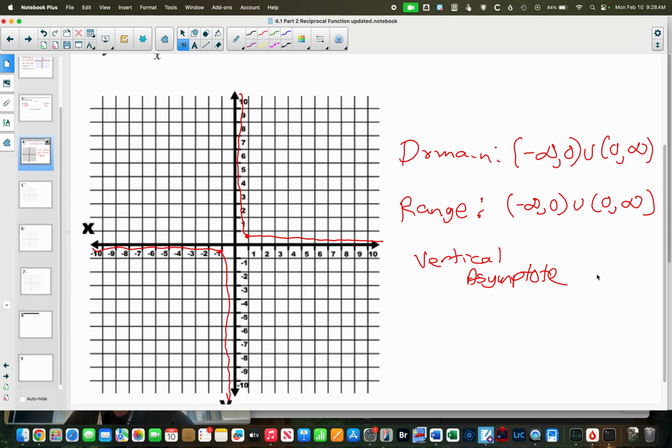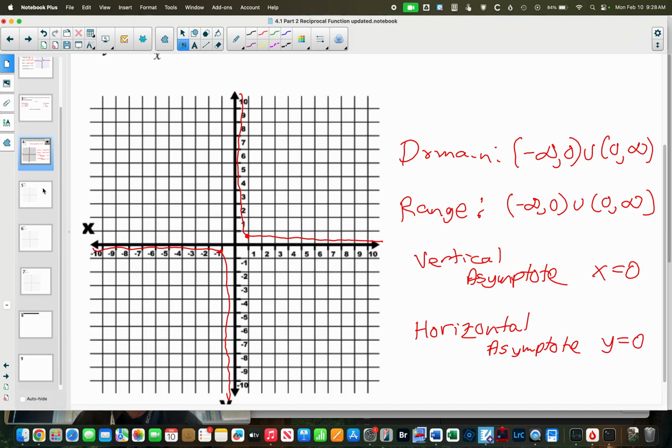A vertical asymptote will still be at x equals 0. Horizontal asymptote, and we will abbreviate these VA and HA, just so you know, often, will be y equals 0.